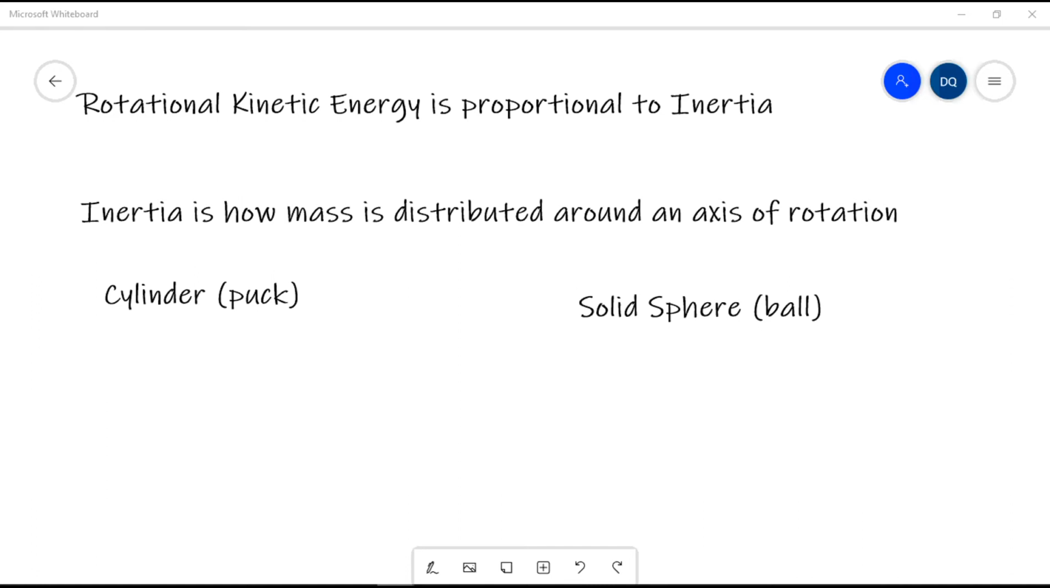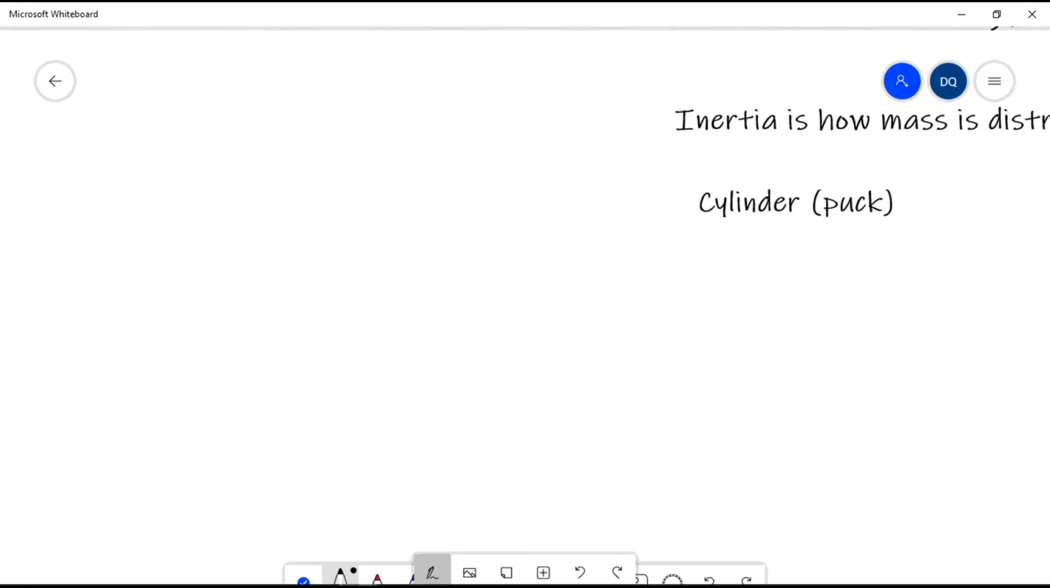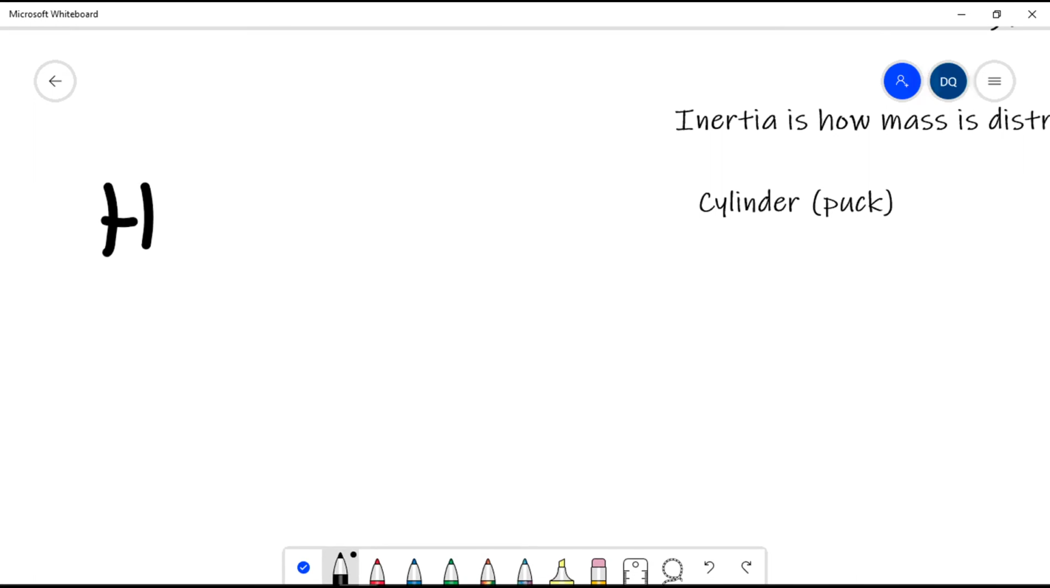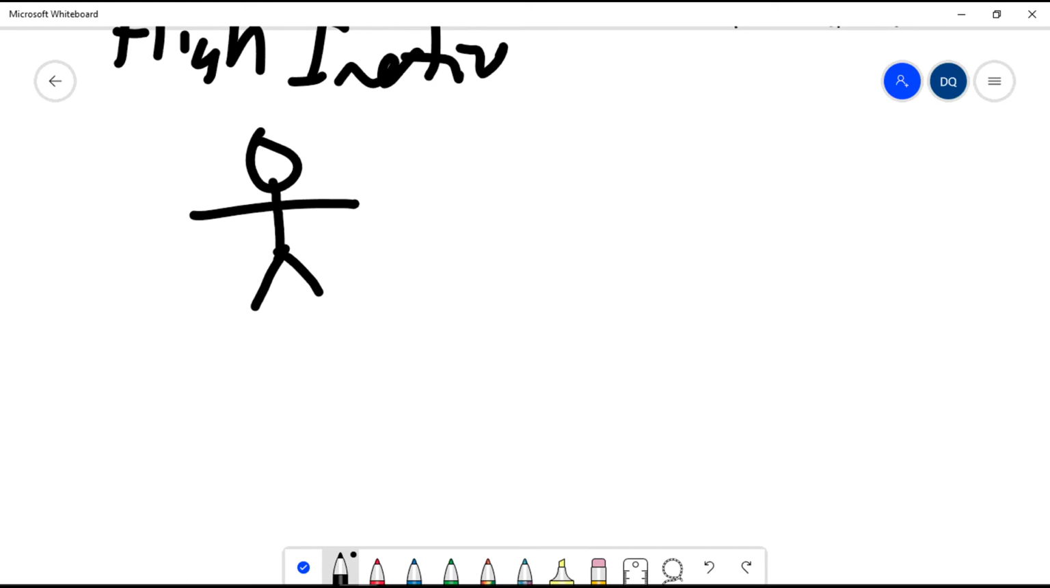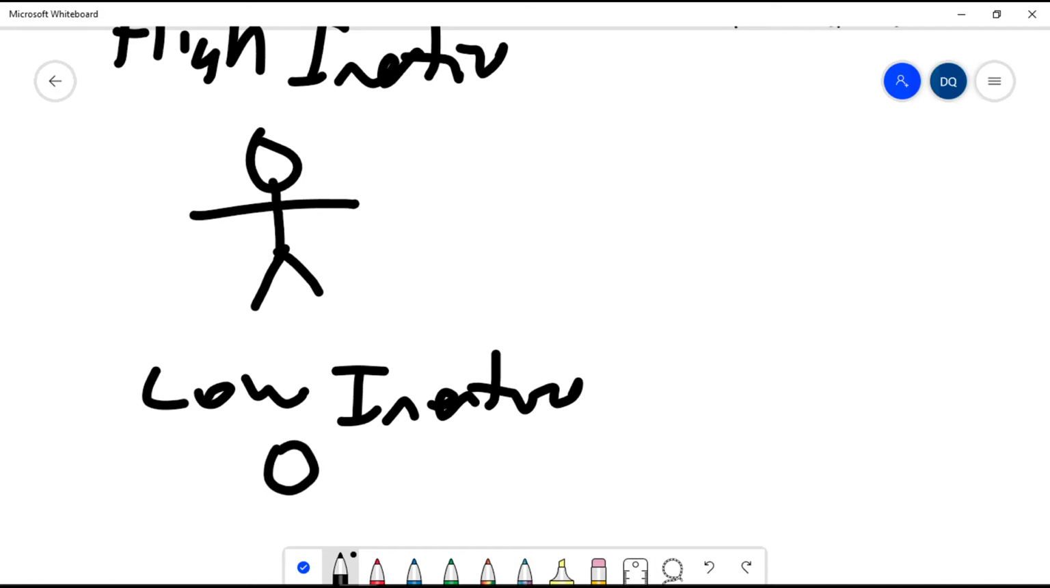So you can think of it, imagine you're jumping and turning. If you were to jump and turn, you could have high inertia if you were to spread your arms out wide. And you could also have lower inertia if you were to pull your arms in. And that explains why if you jump and spin with your arms out wide and then pull your arms in, you will, in the air, spin faster.